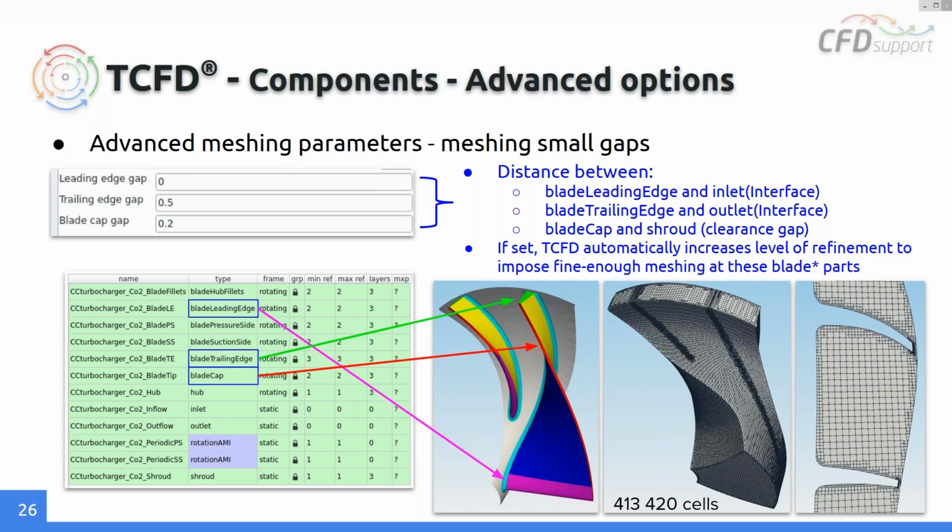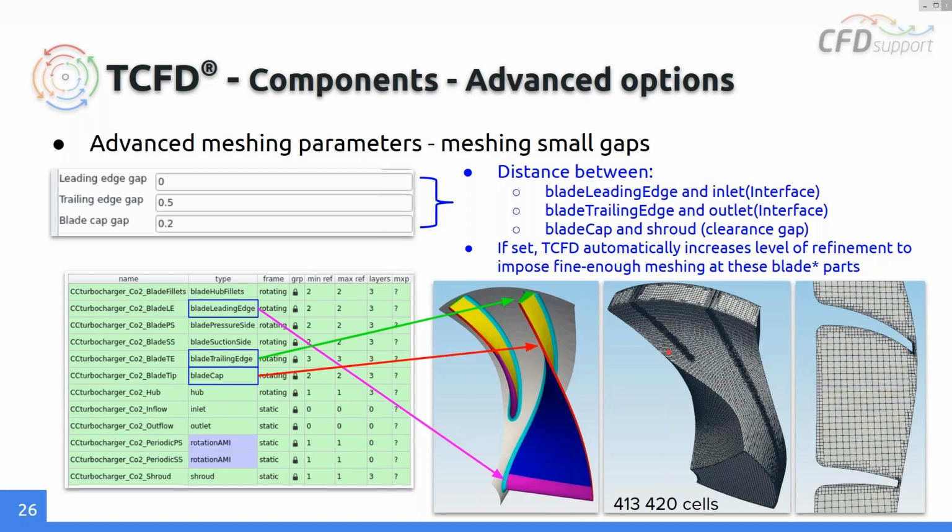TCFD offers you a feature using which you can define the gap, of 3 types of gaps: the gap between the leading edge and the inlet interface, the gap between the trailing edge and the outlet interface, and the gap which we can see most often in our turbomachinery projects, the clearance part. There is just a tiny gap between the blade cap, so between the blade and the shroud. So how to mesh it properly?